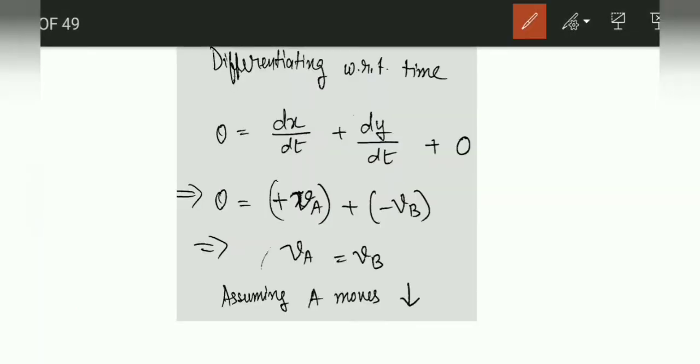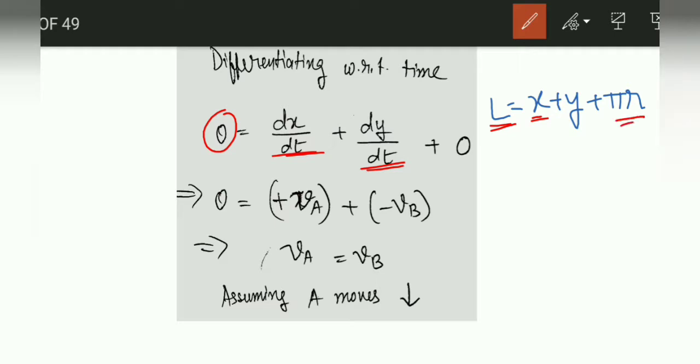Now what we had: L was x plus y plus pi r. Now we are differentiating with respect to time. L is constant, so it will become 0. x will become dx by dt, y will become dy by dt, and pi r will again become 0.